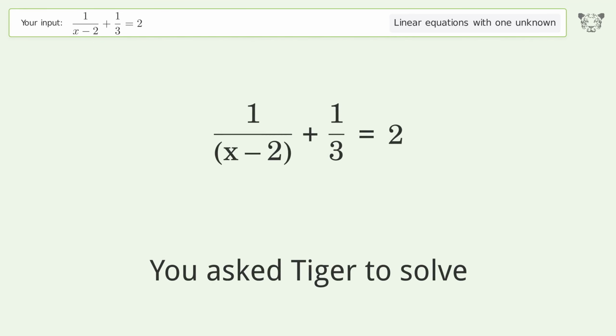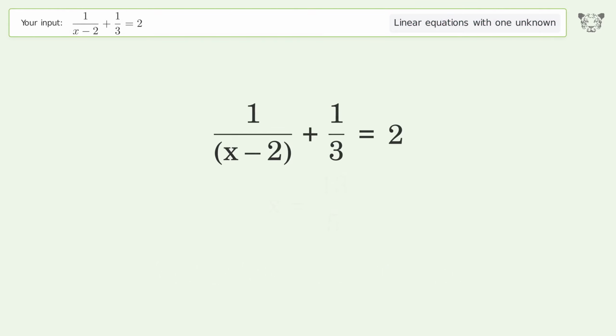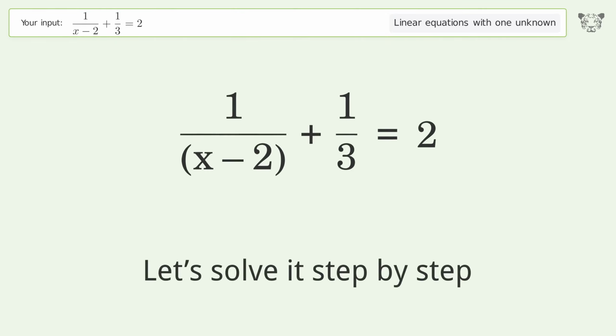You ask Tiger to solve. This deals with linear equations with one unknown. The final result is x equals 13 over 5. Let's solve it step by step.